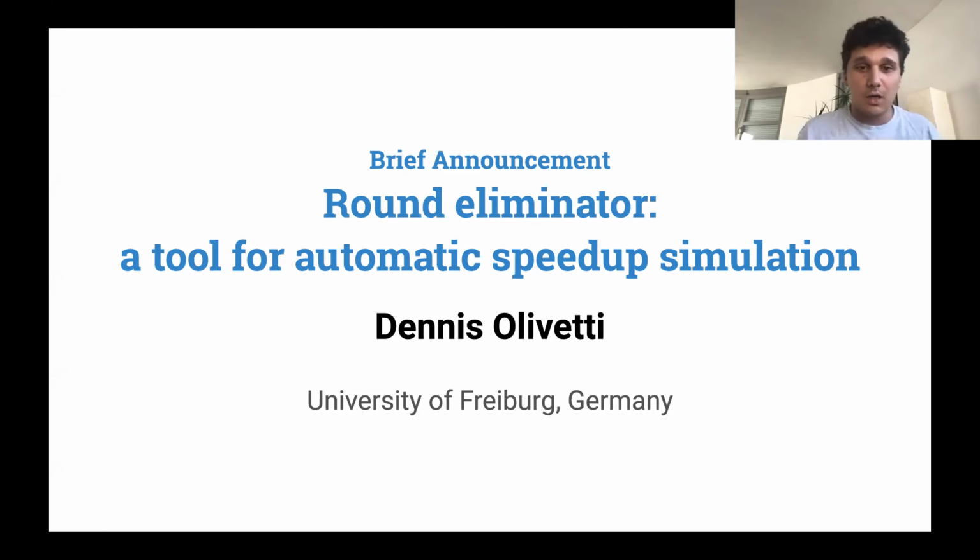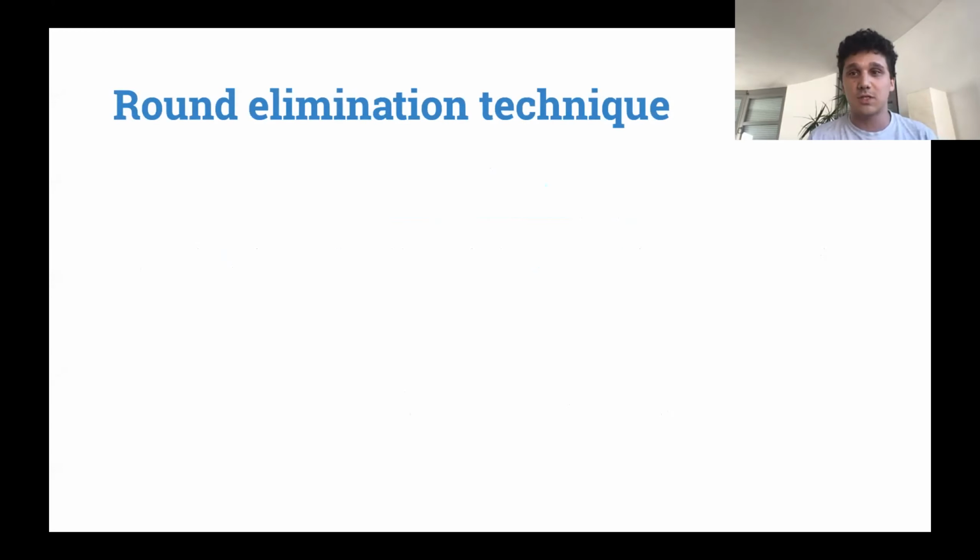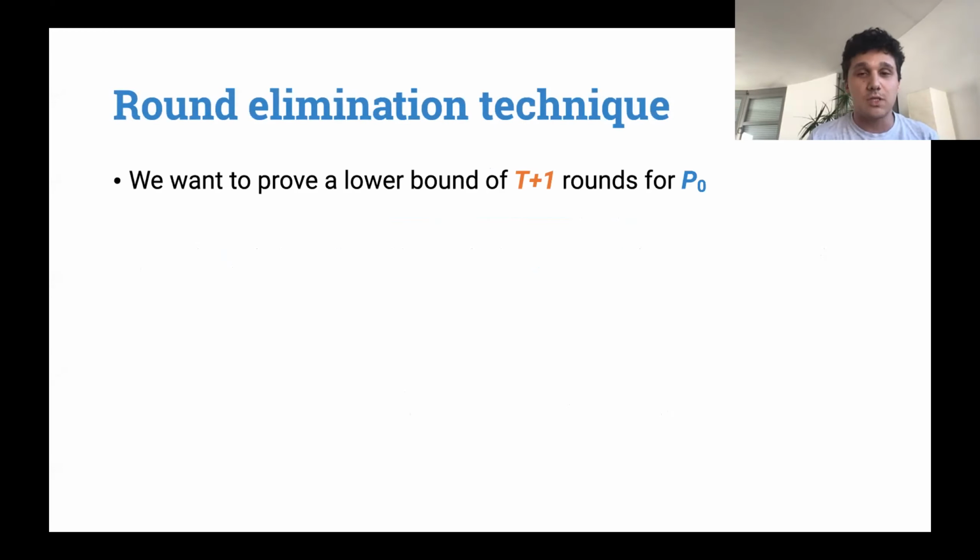So I'm Dennis. This talk is about a computer program called Round Eliminator that gives a way to automatically apply the round elimination technique. So let's see what this technique is. It has been used in the last year to prove many interesting lower bounds. Let's see how it works.